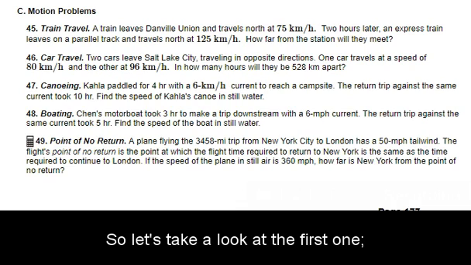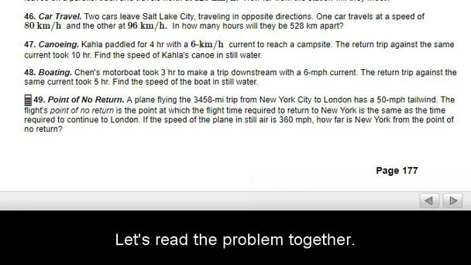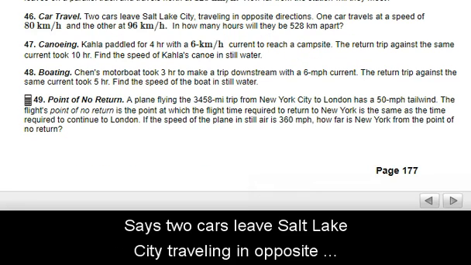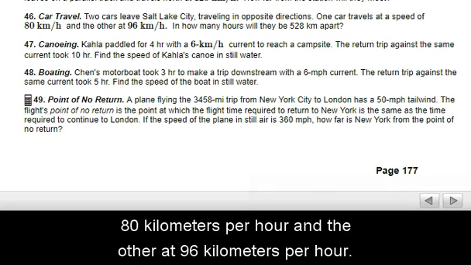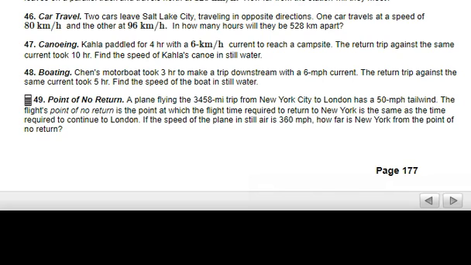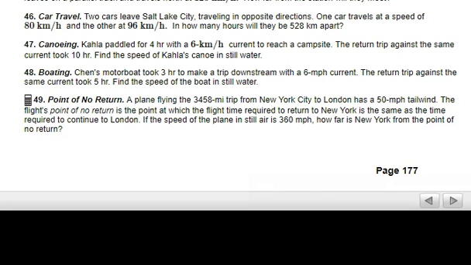So let's take a look at the first one. We're going to be taking a look at problem number 46. Let's read the problem together. It says, 2 cars leave Salt Lake City traveling in opposite directions. One car travels at a speed of 80 kilometers per hour and the other at 96 kilometers per hour. In how many hours will they be 528 kilometers apart?